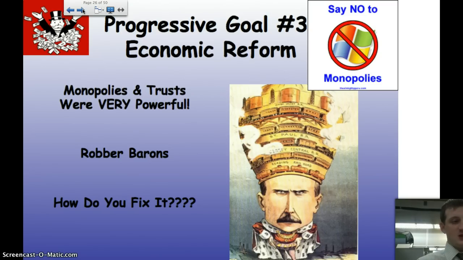progressives tried to achieve. So we know a big problem, and we talked about this, is that monopolies and trusts are pretty much taking over the country, right? They have so much power. These robber barons, these captains of industry, these Rockefellers, Carnegies, J.P. Morgans. Then the question is, how do you fix it? We didn't talk about how to fix this problem. We just know that it's a problem.